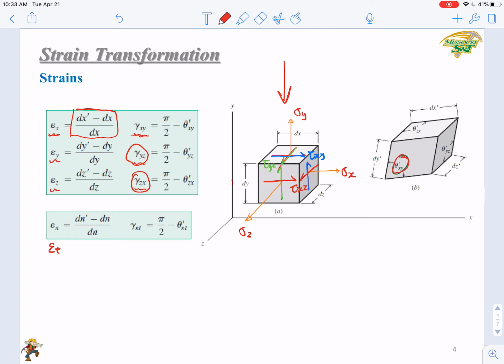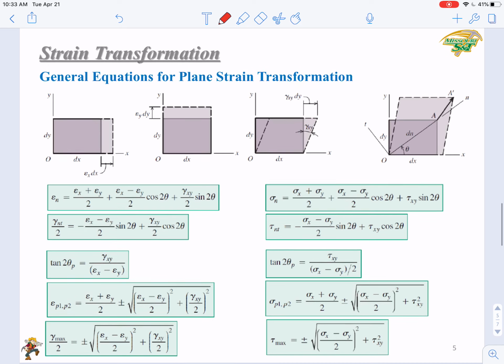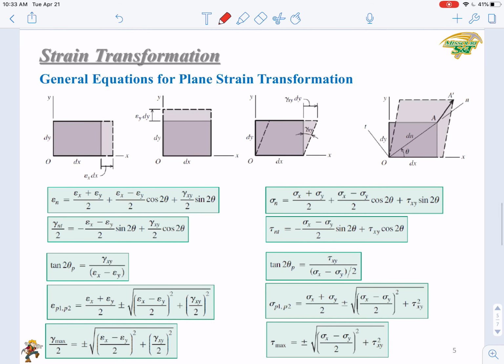In 3-dimensional cases, these transformations will be complicated. So again, we simplify it into a 2-dimensional case and just focus on the xy plane. We will show you the general equations for plane strain transformation. In previous sections, we dealt with the plane stress transformation in the xy plane. So here we again focus on the xy plane, and we do plane strain transformation.